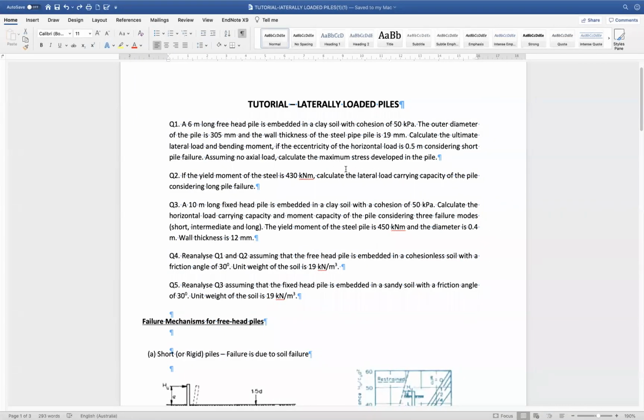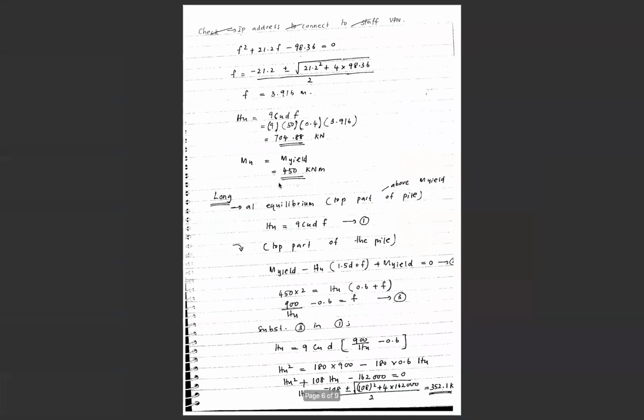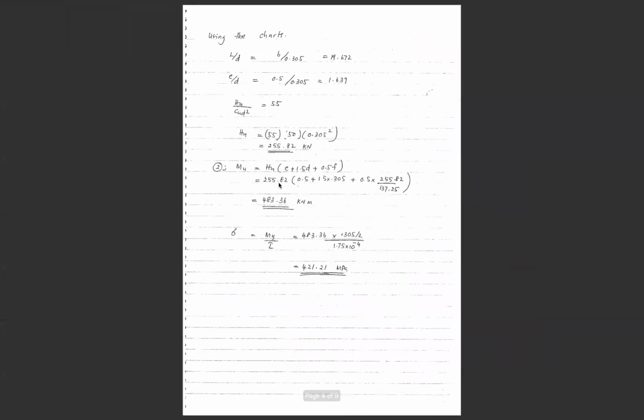After we find the value of M maximum, you can work out the value of maximum stress developed in the pile, as we have done in question 1. So if you go back to the solution for question 1, you just need to apply this equation, which is M maximum multiplied by the Y value, divided by the moment of inertia. The Y value and the moment of inertia are both independent of the soil type, so they're going to be the same as the ones you calculated in question 1. The only difference is the value of M maximum.